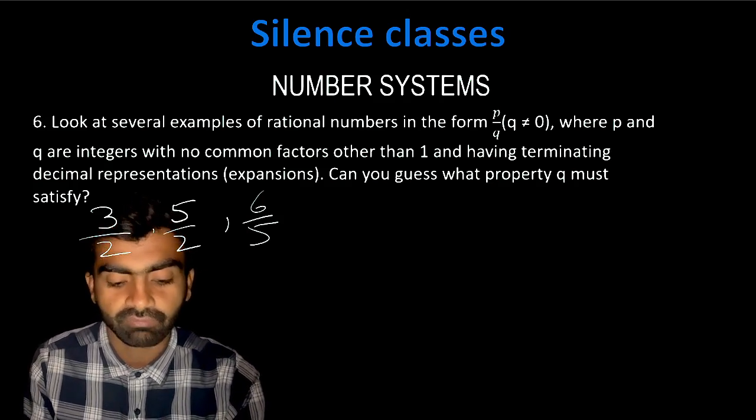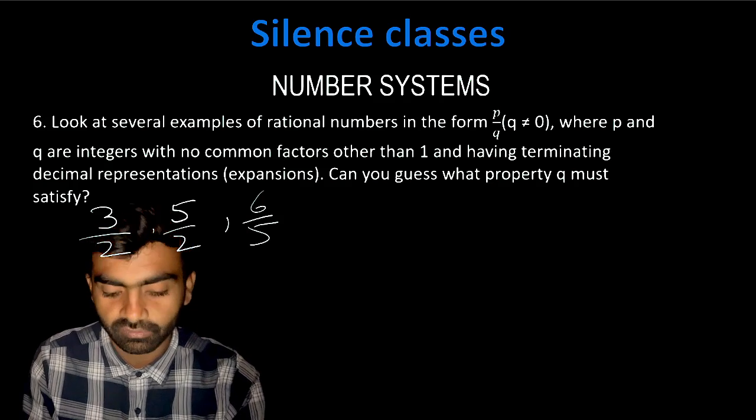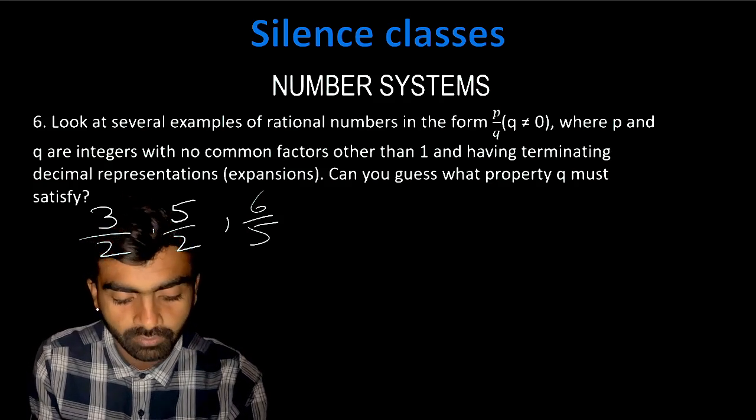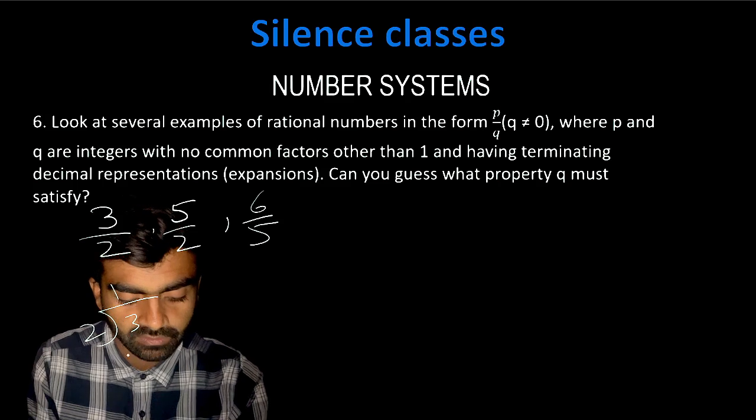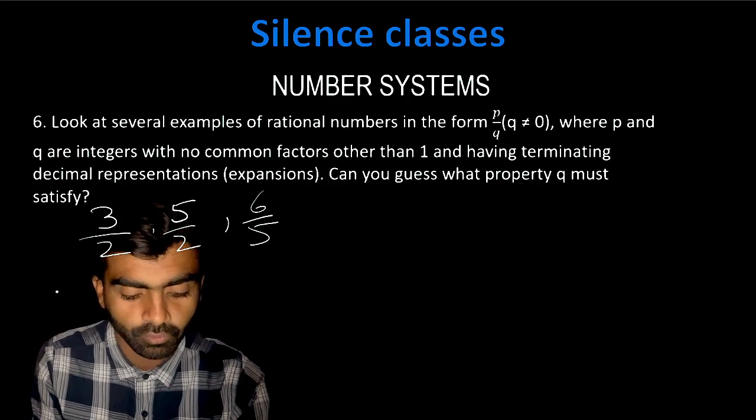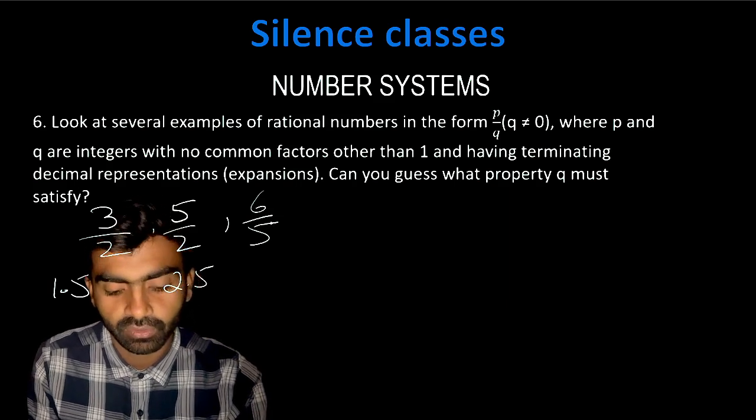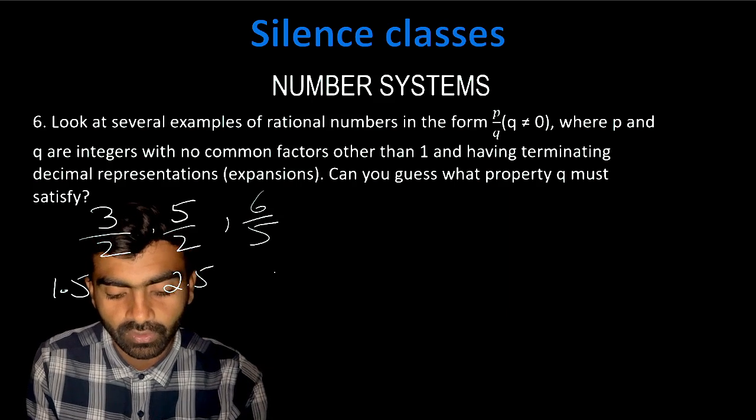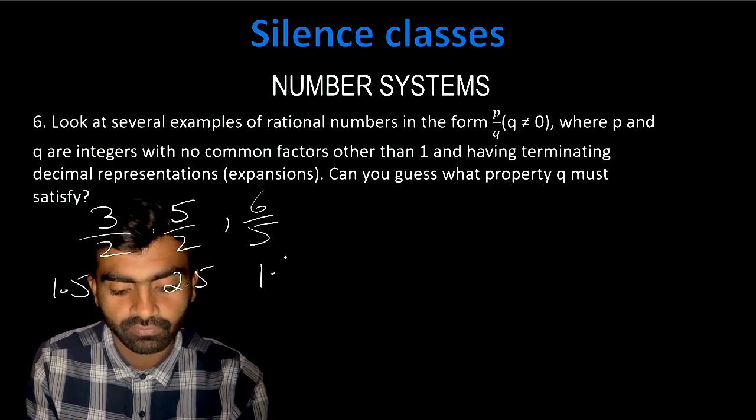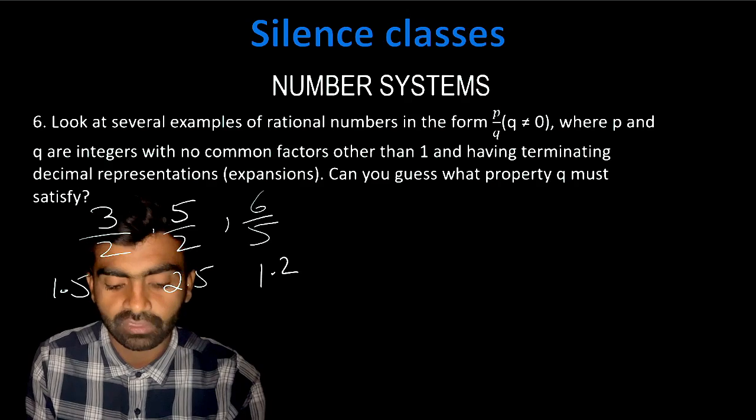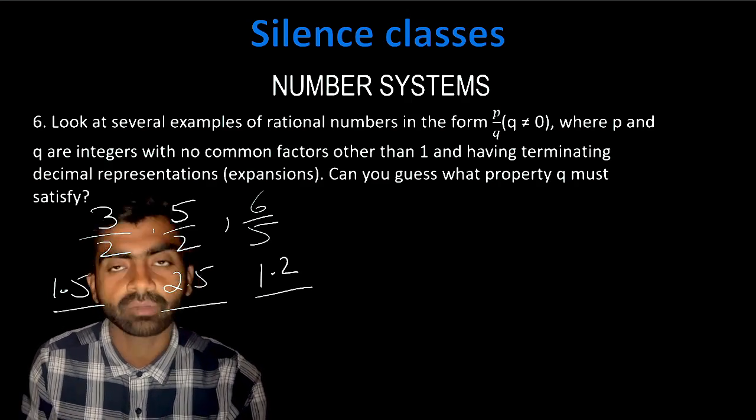Other than 1, and having a terminating decimal. All these are terminating decimals, because if I divide 3 by 2, it becomes 1.5. It got terminated. Again if I divide 5 by 2, we get 2.5. Like this we got the values, and all these are terminating numbers.